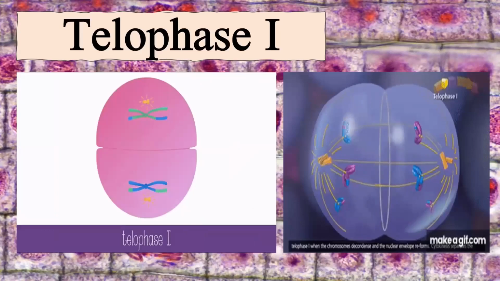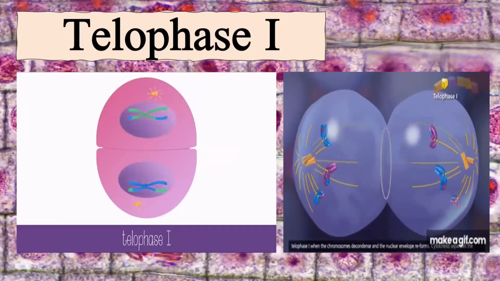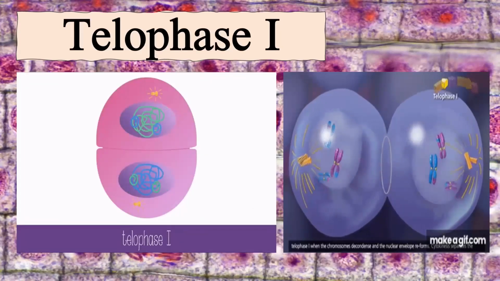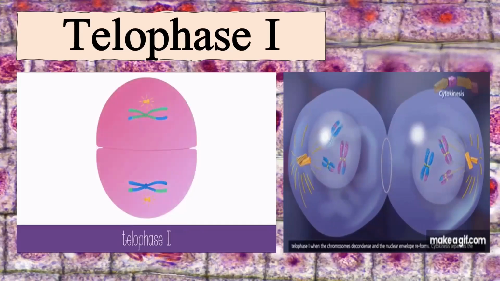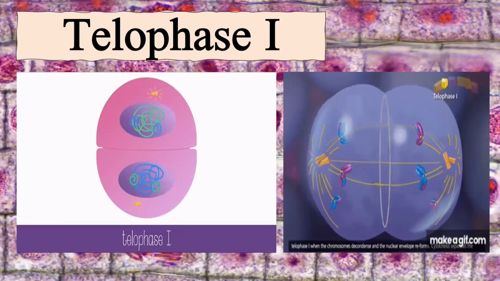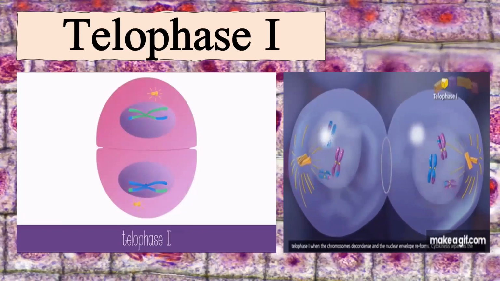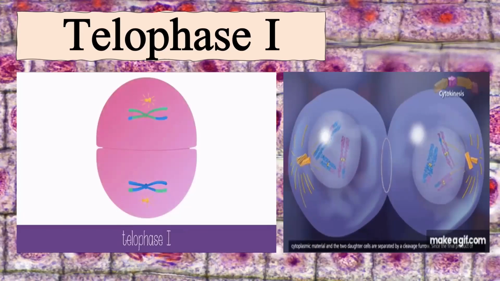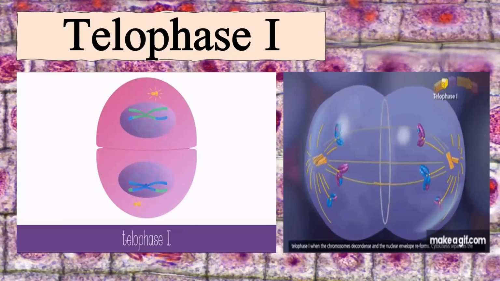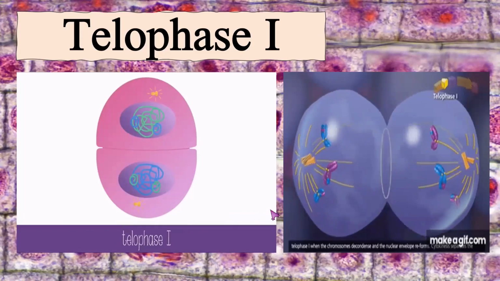And lastly, in telophase 1, a new nuclear envelope forms around each set of chromosomes at the cell's poles. The cell then undergoes cytokinesis, dividing into two daughter cells. These cells are now haploid, as they have half the chromosome number of the original cell.